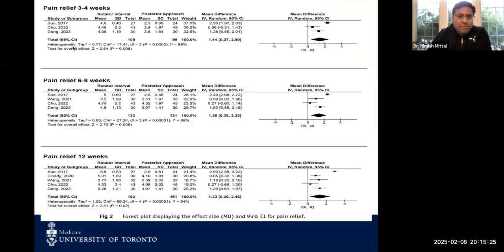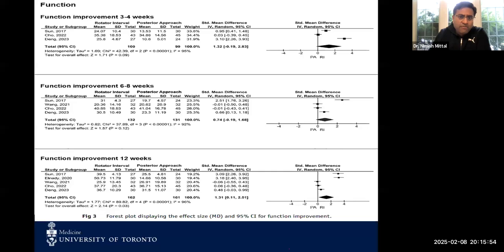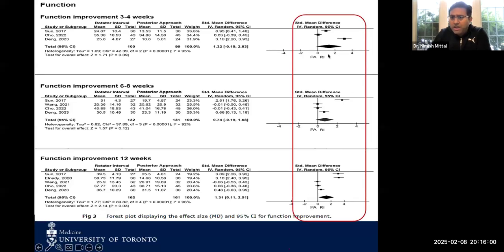And this is the meta-analysis looking at pain relief for 4 weeks, 8 weeks, and 12 weeks. And you can clearly see this forest plot. The 0 marks the midline. If we go on the left side, it is more in favor of the posterior approach. If you go on the right side, it's more in the favor of the rotator interval approach. And you see the diamond here is clearly between all these trials very much in favor of the rotator interval approach for pain at all 3 different time points. Not only that, if you look at this functional improvement for 4 weeks, 8 weeks, and 12 weeks, it shows similar results. There's only improvement on the right side of the axis in the rotator interval approach.